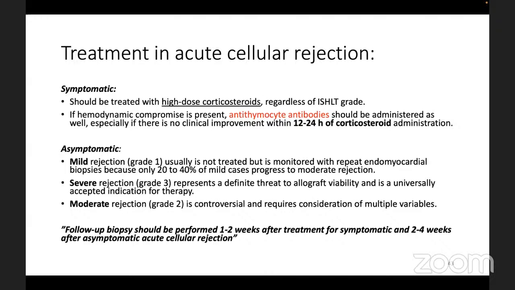So if it's mild, usually it's not treated; just repeat the endomyocardial biopsy and continue to monitor. For severe rejection, you need to treat it as it's dangerous for the allograft survival. And for the moderate asymptomatic, usually it's controversial, so it requires consideration of multiple variables of the patient, the medication, the team approach. However, what they agree on is that a follow-up biopsy should be performed every week or every 2 weeks after treatment for symptomatic, and every 2 to 4 weeks after asymptomatic acute cellular rejection.